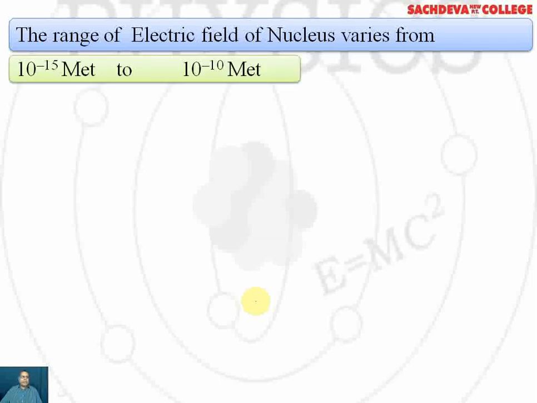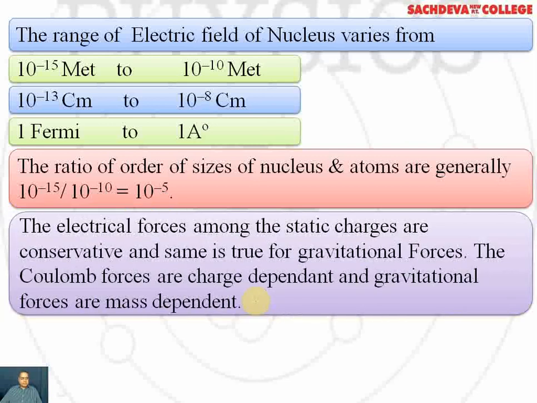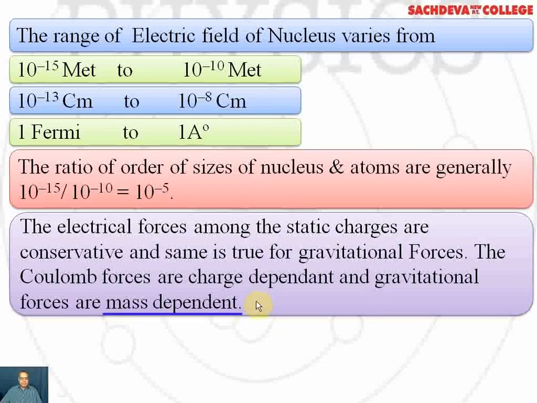The range of the electric field of the nucleus varies only from the central part to the orbit. So it varies from 10 to the power minus 15 meters to 10 to the power minus 10 meters, that is 1 Fermi to 1 angstrom unit. The ratio of the order of sizes of the nucleus and atom is 10 to the power minus 15 divided by 10 to the power minus 10, and that becomes 10 to the power minus 5. The electrical forces among static charges are conservative and the same is true for gravitational forces. The Coulomb forces are charge dependent and gravitational forces are mass dependent.